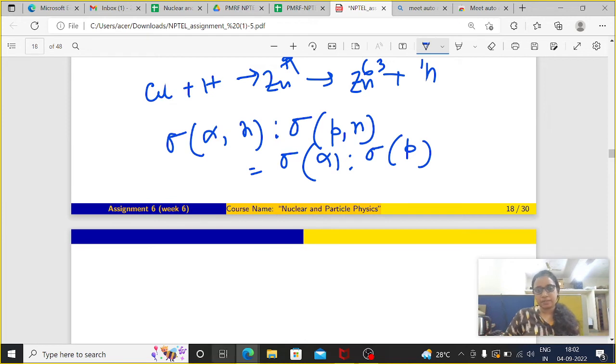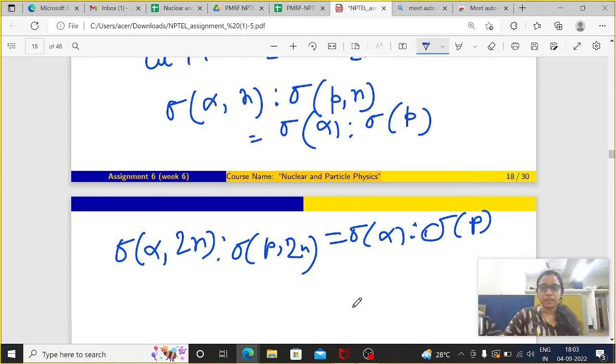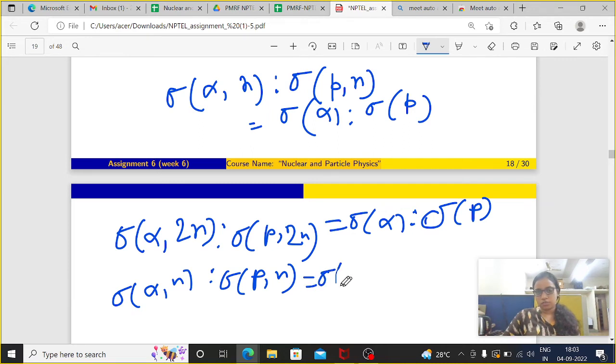Very similarly, if I write sigma alpha 2n to sigma p 2n, then it will give sigma alpha to sigma p. Then by comparing these two, we can have sigma alpha n to sigma p n equals sigma alpha 2n to sigma p 2n. I'm just taking only one condition.